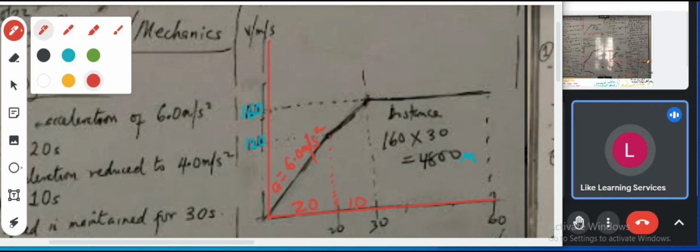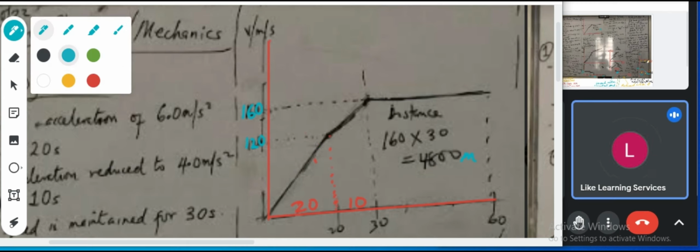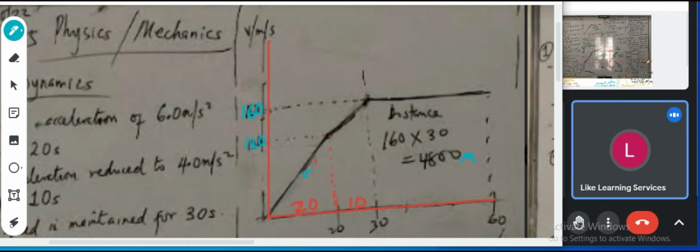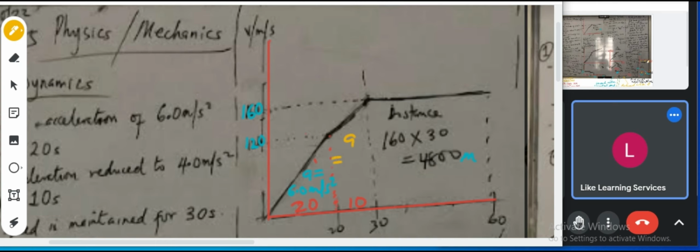The second stage is a constant acceleration of... okay, please can I just write it inside the shapes. The first stage is a constant acceleration of 6.0 meter per second squared. The second stage is a constant acceleration of 4.0 meter per second squared.